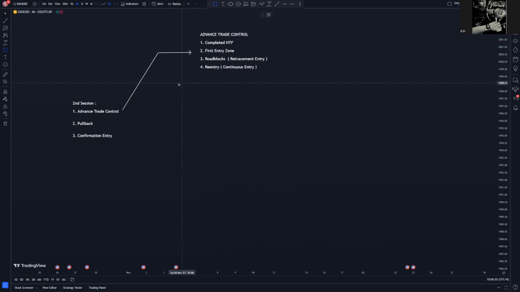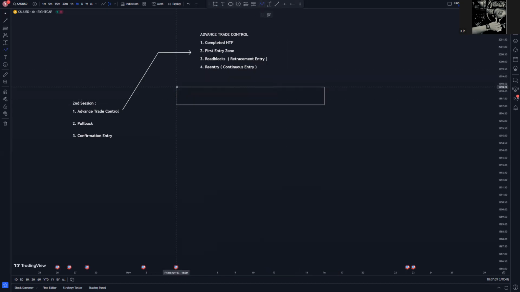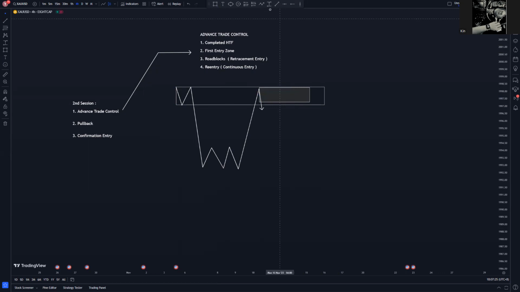So the first one, we have this engulfing sell. And then when the price makes the pullback into the zone, when the price gets into the zone, the price creates the trade control at the current market price. So this is the first one, which is the completed higher time frame. What we've already learned in our first session is that the price is going to make a pullback and then go down like this. So when the price gets into the sell zone, the price forms an engulfing sell at the current market price. So this is the first one.